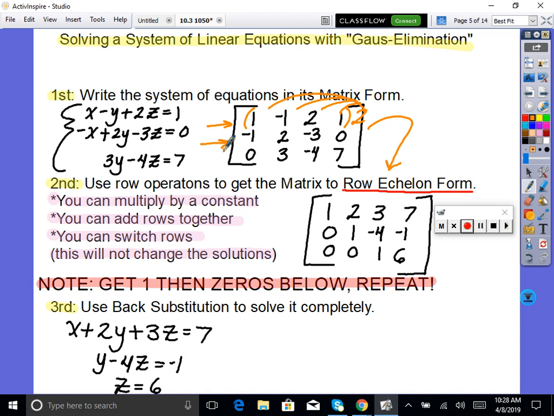Now also you can just switch rows randomly. Like I could literally take and make this my top row if I so desired, or I could switch this row with this row. It doesn't matter. If you do any of those things, it will not change the solution, but you can't do any other type of operation.